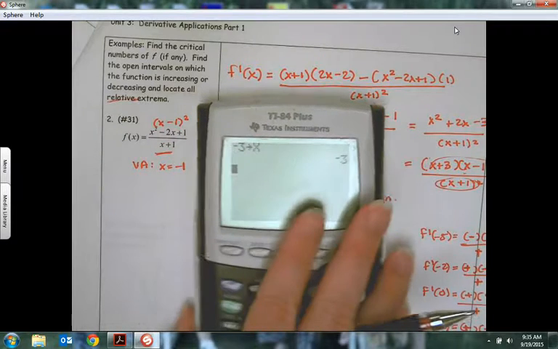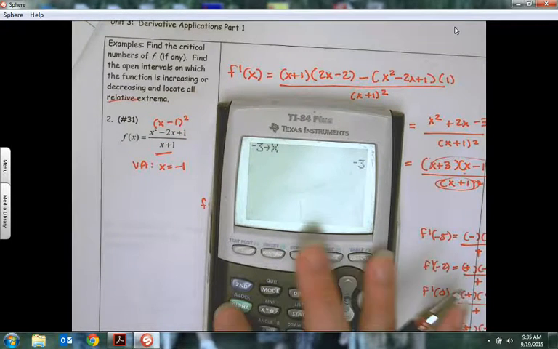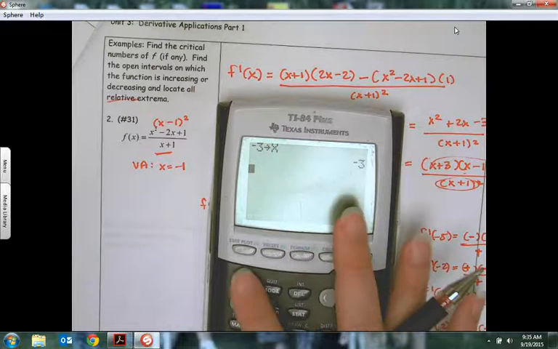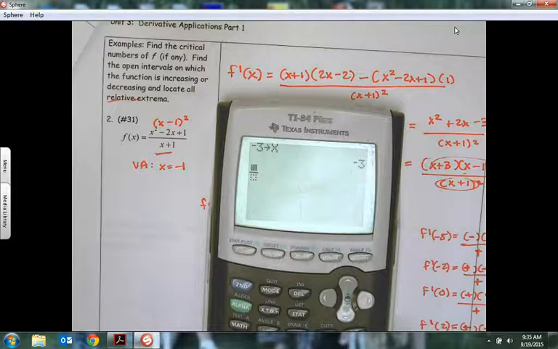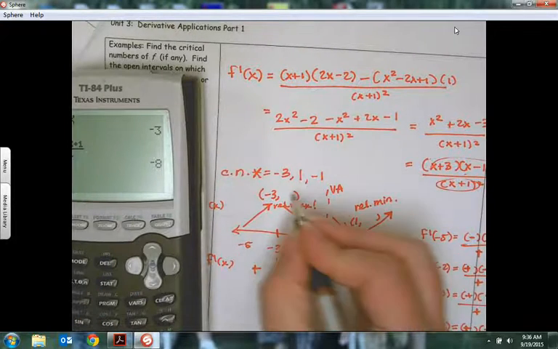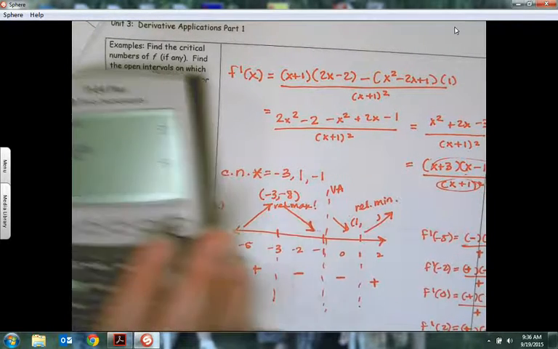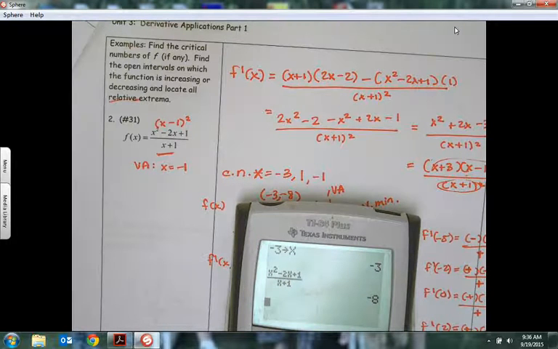I'm going to say -3, store for x, and then I can write my function exactly as is, since I'm going to be putting different values in. And here I see I get out -8. And then when I plug in my 1, all I have to do is 1, store for x, and then I can go up and get that function, and I get out 0.